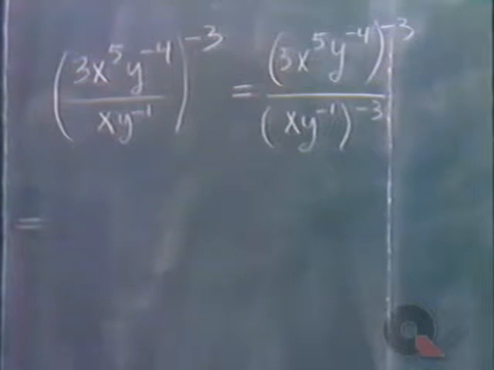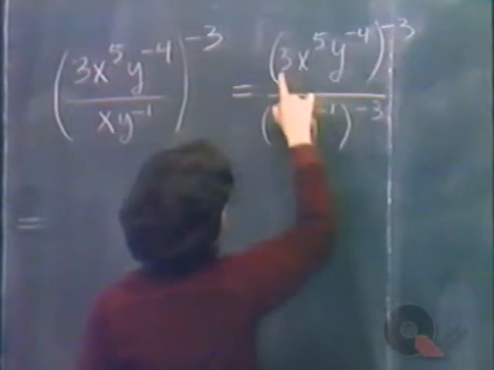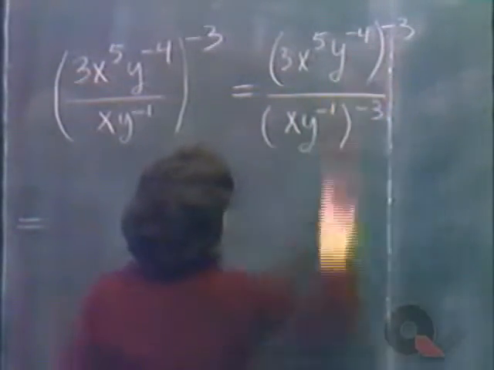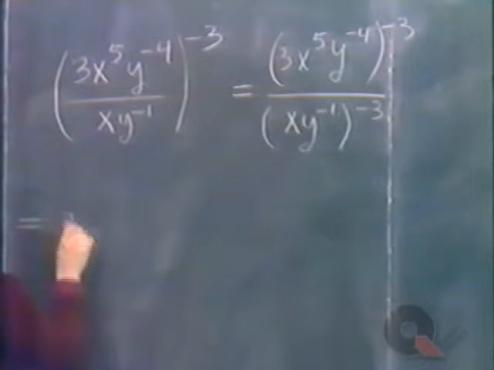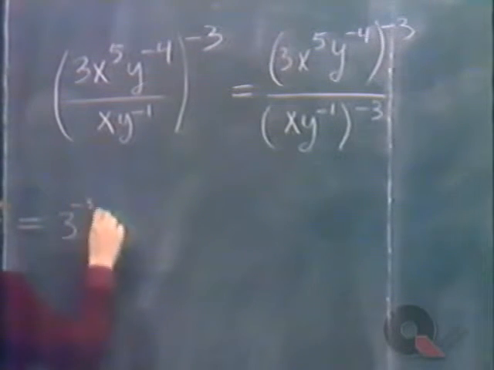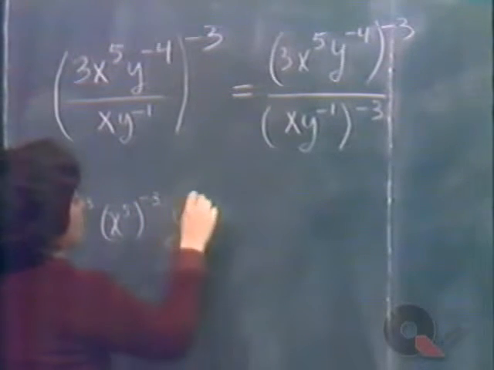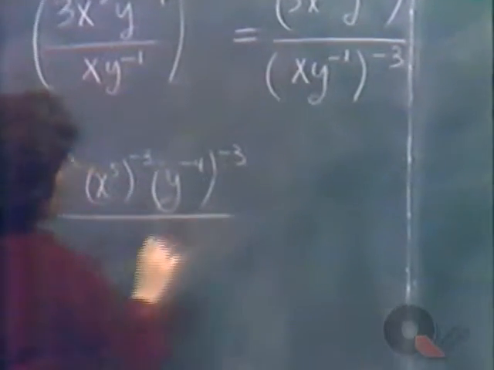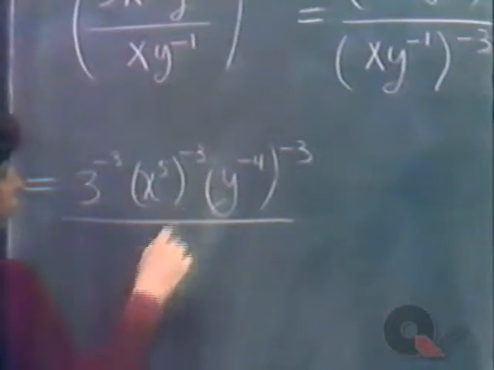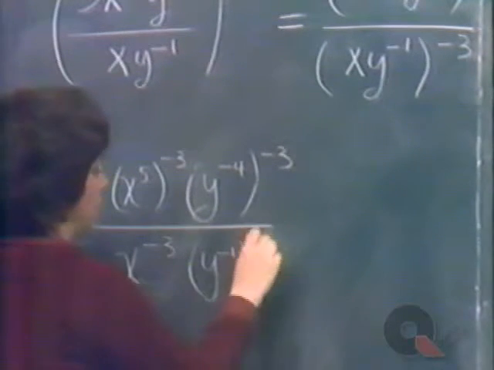Now we're going to be using Rule 4. That's the one that says (abc)^n is a^n b^n c^n. That enables us to distribute the power through the factors. So we'll have 3^-3, (x^5)^-3, (y^-4)^-3, over x^-3, (y^-1)^-3.